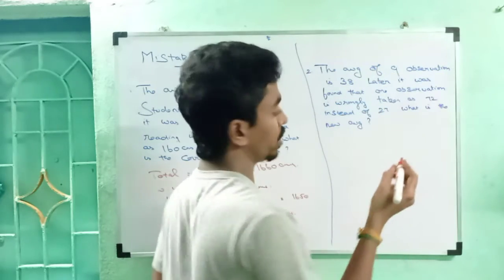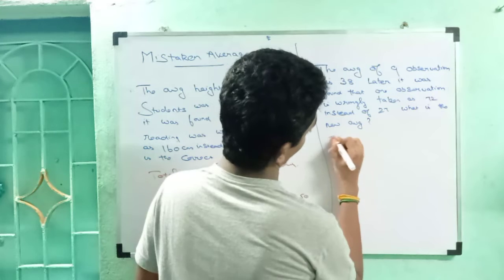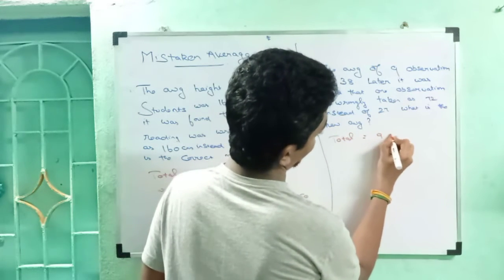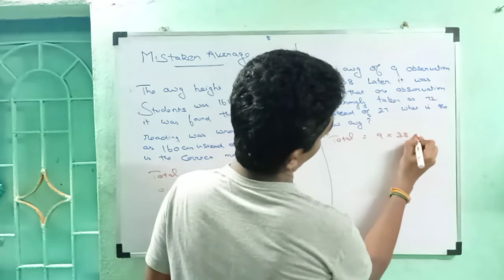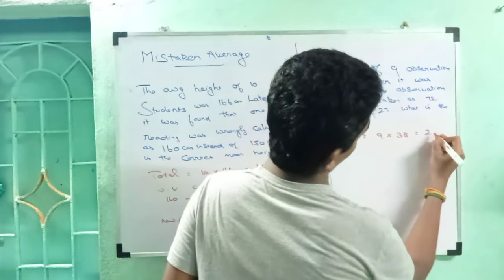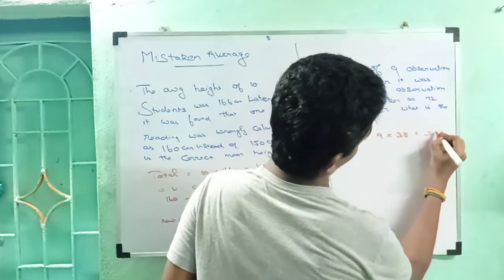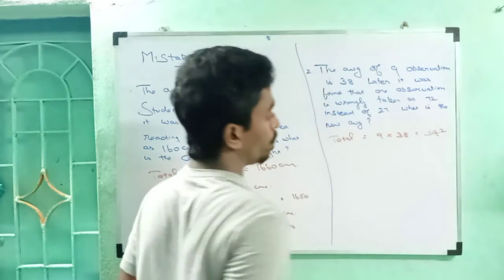From this first condition, we can easily find the total observation. Total observation is 9 into 38, that is 342.